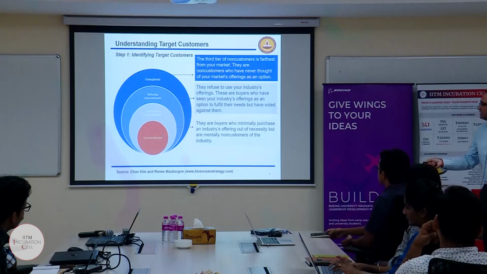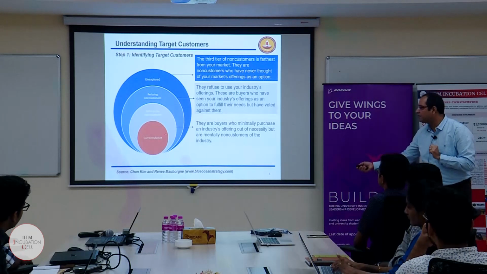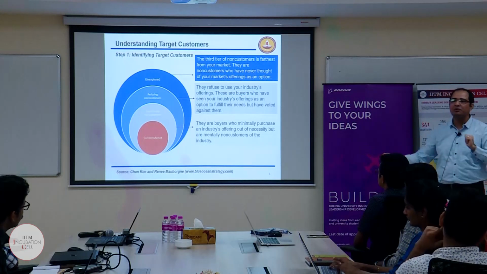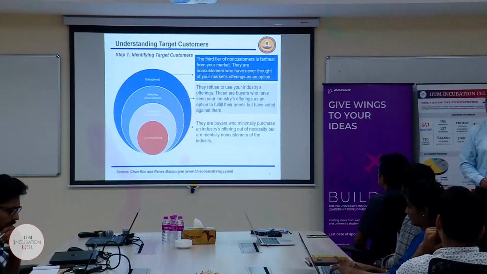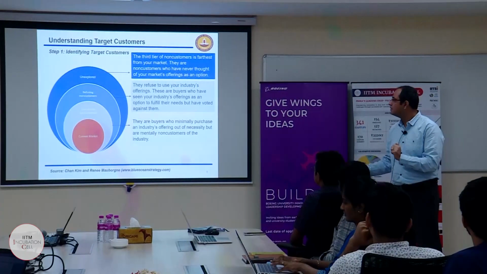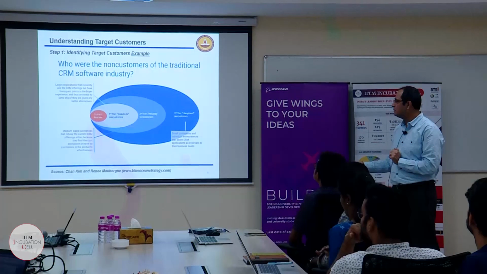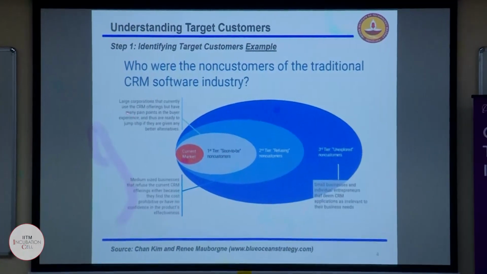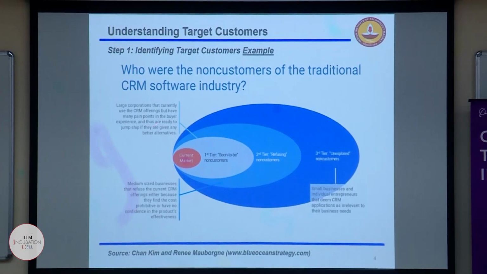So let's say you have the idea about these 4 types of customers: customers of the current established product, soon-to-be non-customers, refusing non-customers, and unexplored non-customers. After you identify them for your industry, this is the example I gave for Salesforce.com. Who are the tier 1 large corporations that currently use the CRM offerings, but have many pain points in the buyer experience and thus are ready to jump ship if they are given any better alternatives?